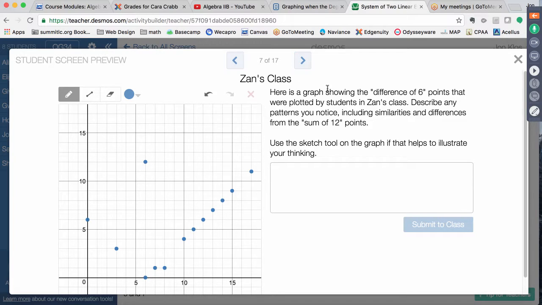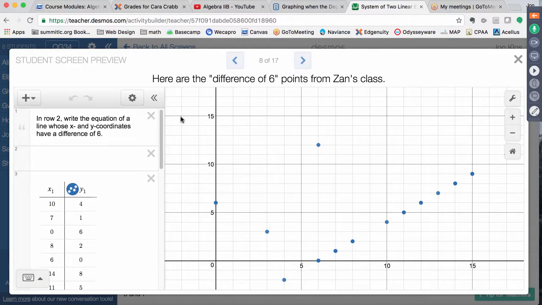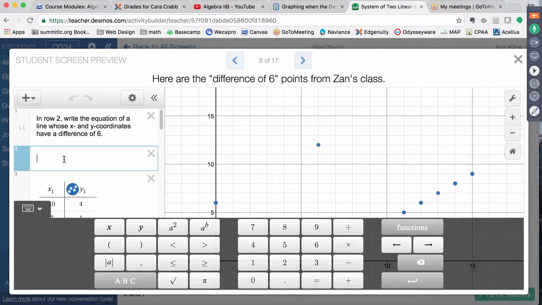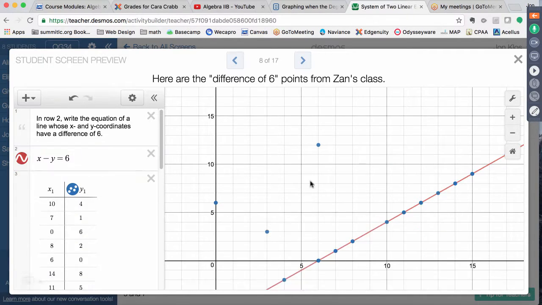So now, here we go. Here's a graph showing the difference of 6 and all of those points. For the most part, again, a nice straight line, except for the few that are off. And now we have all the points. How do I write an equation showing the difference of 6? So the greater one is first. So if I take x, the bigger number, and subtract whatever for y, the difference needs to equal 6. And you can see it goes right through those points nicely.